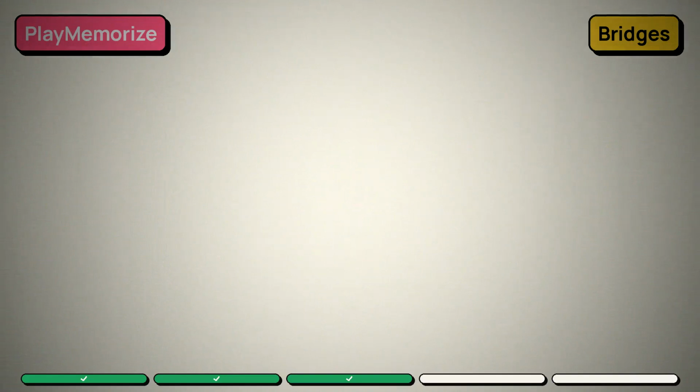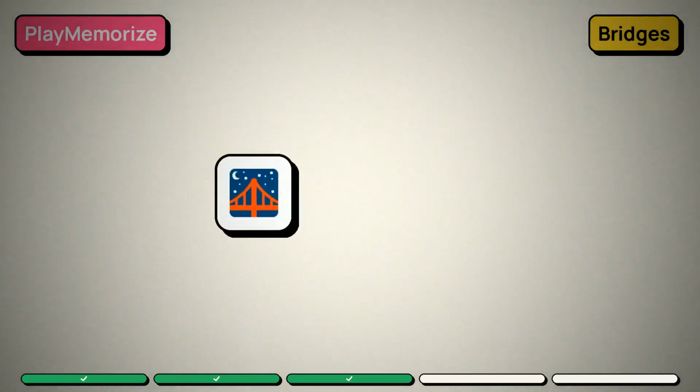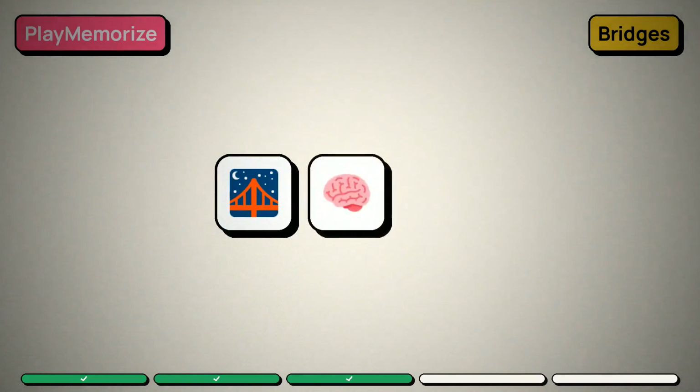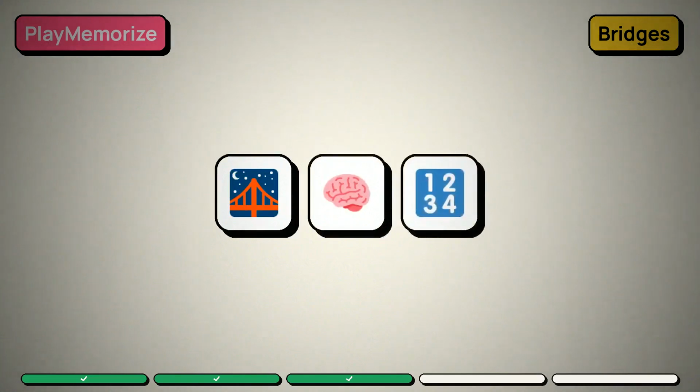Bridges is not just connect the dots. It trains constraint logic, since a number caps exactly how many bridges its island can hold. It trains spatial planning, since every bridge has to stay straight and clear of the others. And it trains big picture thinking, since the whole board only works when every island links into one network.